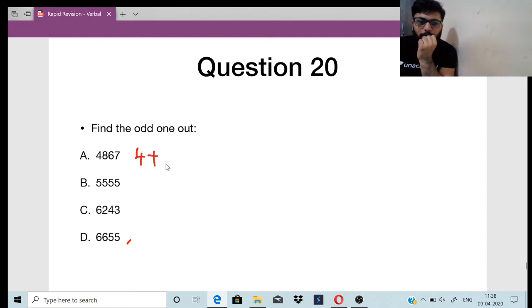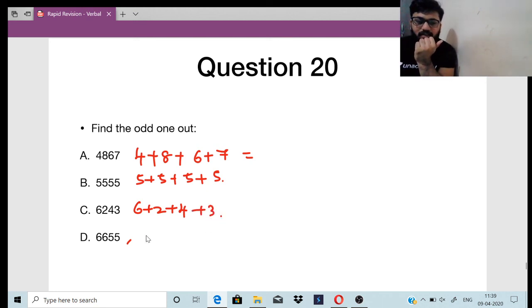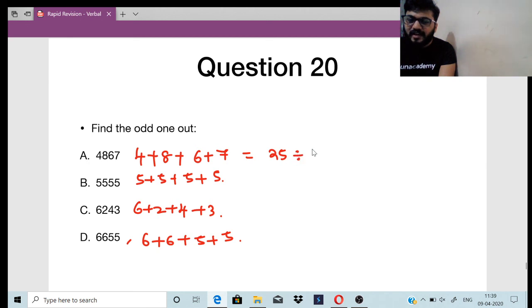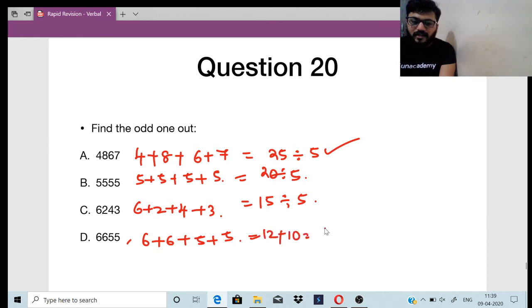So it is 4 plus 8 plus 6 plus 7, 5 plus 5 plus 5 plus 5, 6 plus 2 plus 4 plus 3, and 6 plus 6 plus 5 plus 5. So 4 plus 8 is 12, 12 plus 6, 18, 18 plus 7, 25. 25 gets divided by 5, right? Then again, 5 plus 5 plus 5 plus 5, 20. It also gets divided by 5, right? Here, 6 plus 2, 8. 8 plus 4, 12. 12 plus 3, 15. It also gets divided by 5. Here, 6 plus 6, 12, 12 plus 10, 22. 22 divided by 5 will not work, right? So it is option D.